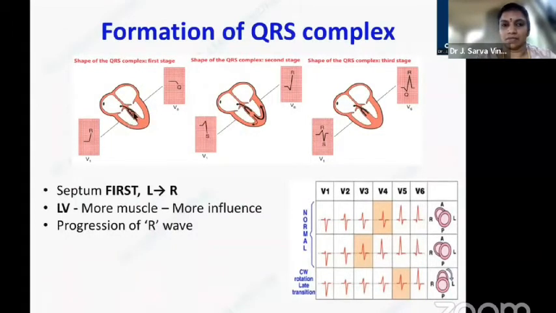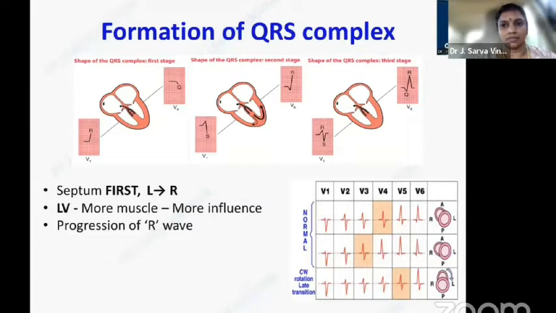How is a QRS complex actually formed? The initial depolarization forms the first stage of the QRS complex, and the initial depolarization occurs first in the septum. It occurs from the left to the right. So it records as a positive deflection in V1 and a negative deflection in V6. Then because the left ventricle has more muscle, the left ventricle has more influence. So the right and the left bundle branches transmit the depolarization current, but because the left ventricle has more muscle, that has more influence.